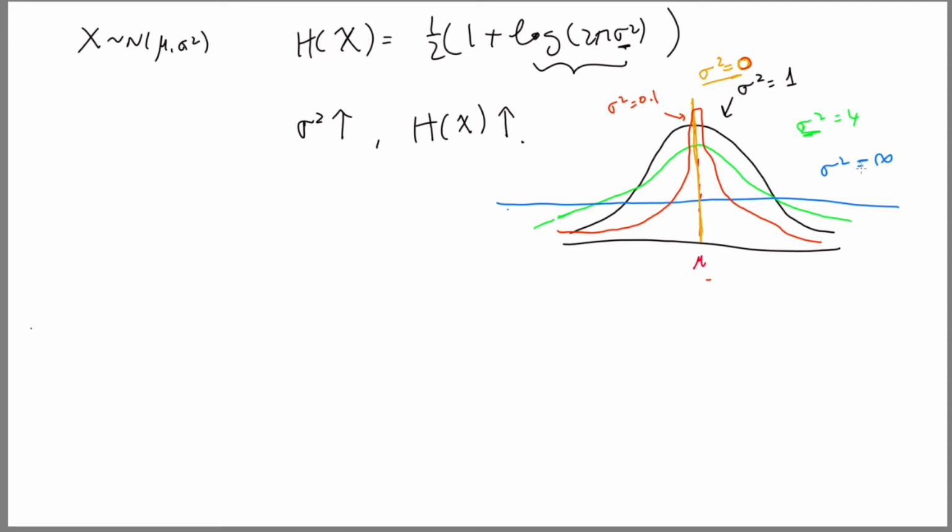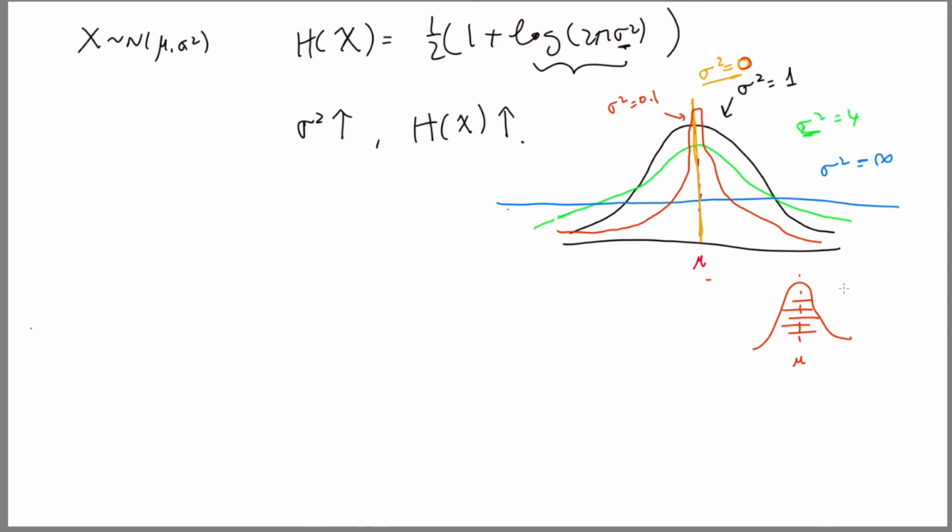And the other extreme is when the variance is infinite, in which case it's just a flat line, right? So what's happening is that as you increase the variance, the probabilities get more and more spread out, and the distribution becomes less and less concentrated, and the uncertainty becomes greater and greater, right? Because when you have a peaked distribution, the area here is the probability, right?